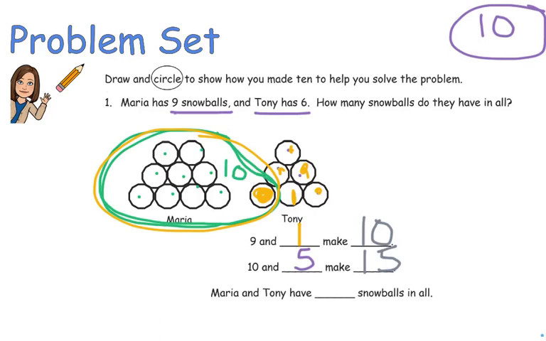And our last sentence here is to go over the question, so it matches the question that's up here. This sentence says, Maria and Tony have blank snowballs in all. So again, how many do they have in all? They have 15. If you need more time to work on this problem, just press pause.